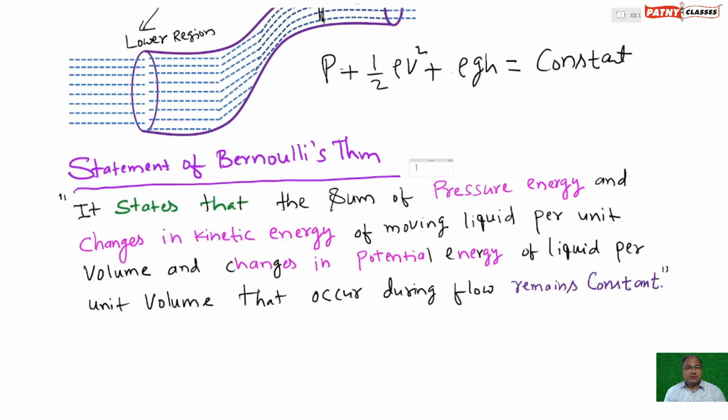Bernoulli's theorem states that the sum of pressure energy, so P is the pressure energy, and changes in the kinetic energy per unit volume. That is important. Everything we are taking per unit volume here. So once again, it states that the sum of pressure energy, changes in the kinetic energy of moving liquid per unit volume, and changes in potential energy of liquid per unit volume that occur during the flow of liquid. The liquid is flowing from one end to another. In that case, the addition of all these three energies equals a constant. This remains constant. So this is nothing but Bernoulli's theorem.